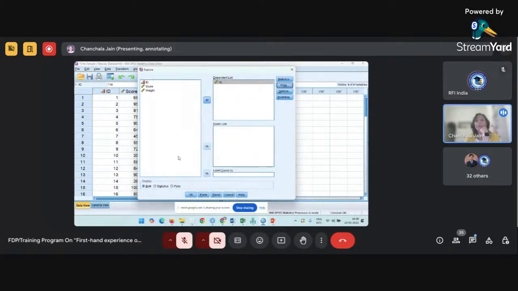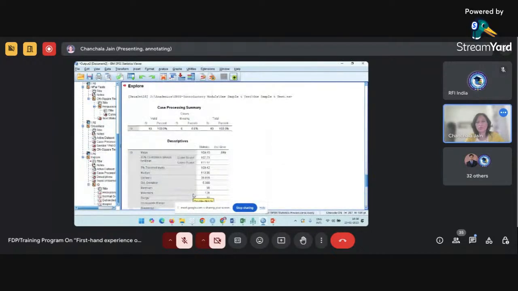So now I think we are all set to get the output. You only need to click on the OK button. Yes, ma'am. Click on OK to get the output.